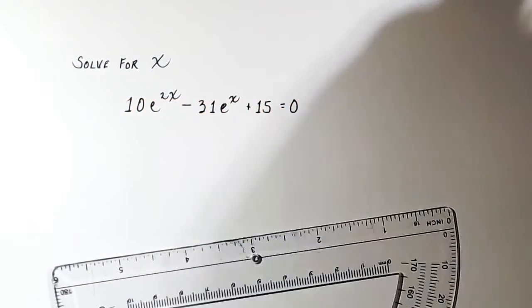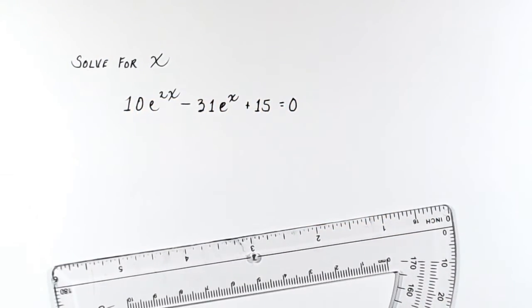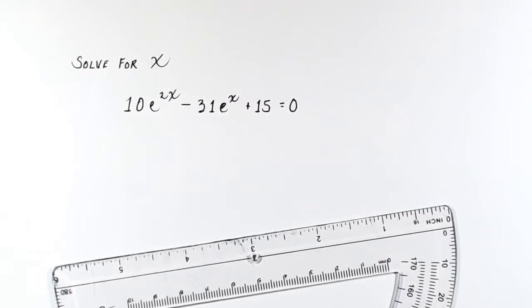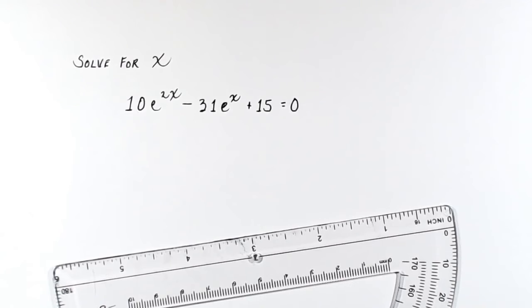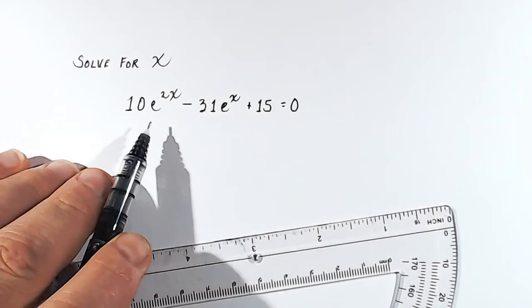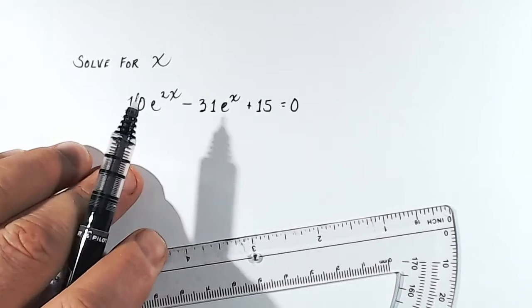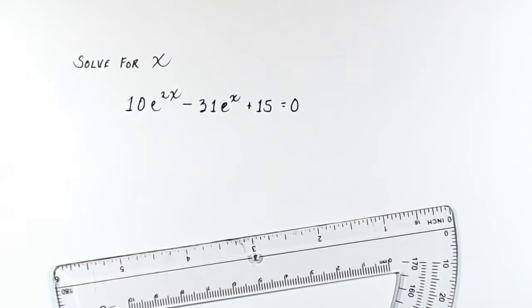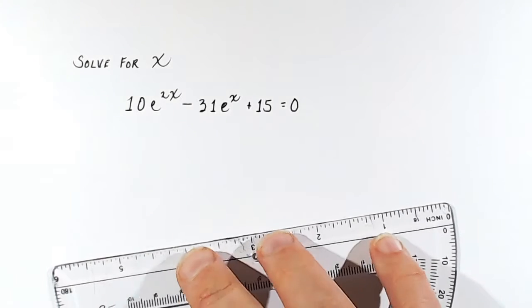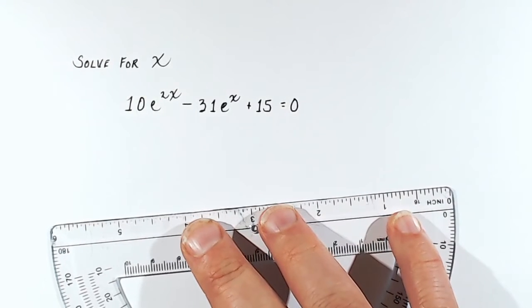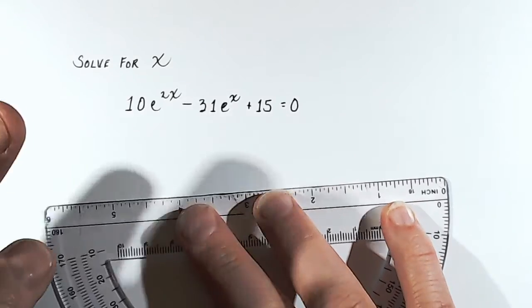All right, ladies and gentlemen, so here in this problem, we're looking at another exponential equation, and this time we're going to be working with this transcendental number e, and we're also going to be working with substitution. So this is a quadratic equation, and we have to first do some substitution.